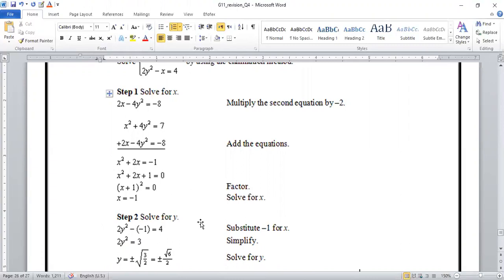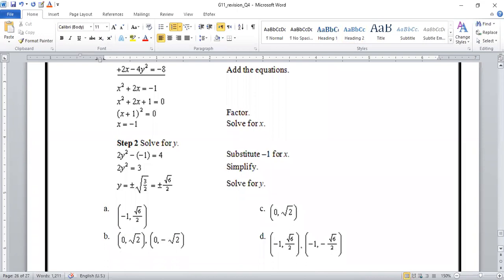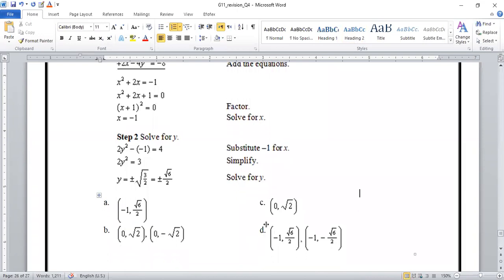Step 2, solve for y. Substitute x equals negative 1 into any equation: 2y squared minus negative 1 equals 4. So 2y squared equals 3, and y equals positive or negative root 6 over 2. So the solution set is number D: negative 1, root 6 over 2 and negative 1, negative root 6 over 2. The solution is number D.